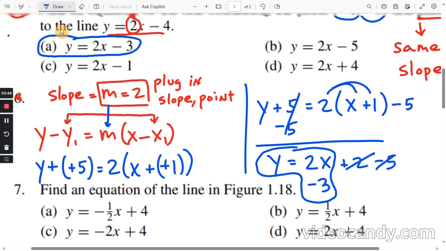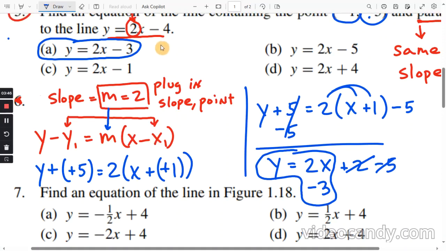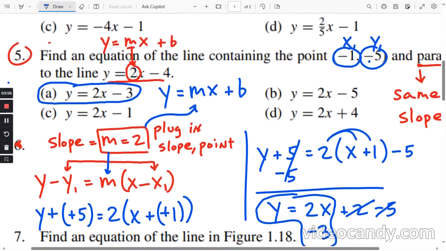Just like before, if you don't want to use point slope form, you can use y equals mx plus b. All right, and the slope would go right in place of m, and the point would be x and y. Okay, you take those and you plug it in for x and y, and you have to solve for b, and then rewrite the equation, and you would get this equation here.